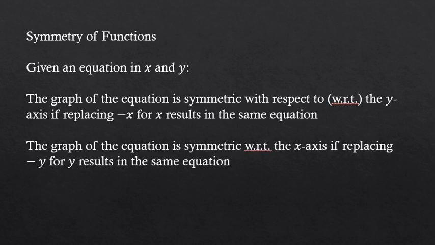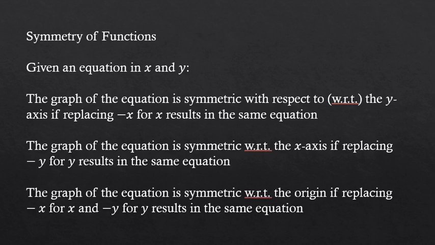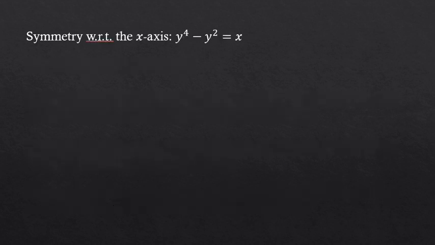We have symmetry with respect to the x-axis. The graph of the equation has this symmetry if replacing y with minus y results in the same equation. And then lastly, we have symmetry with respect to the origin. And this graph has symmetry with respect to the origin if replacing x with minus x and y with minus y results in the same equation. So we're going to see some samples now, some cases where we have each of these three kinds of symmetry.